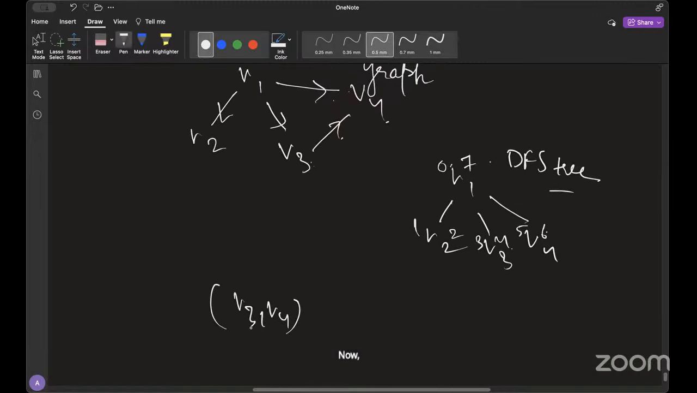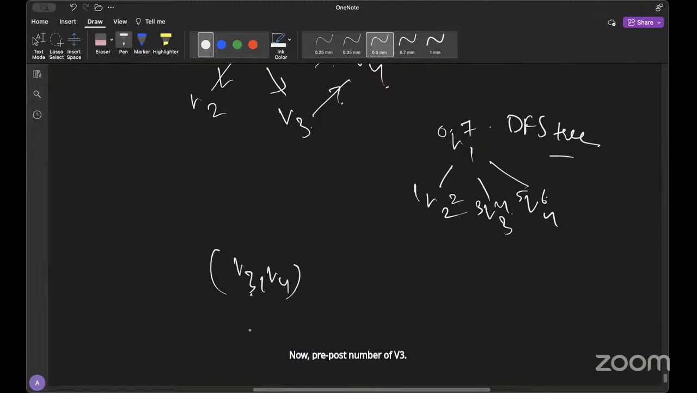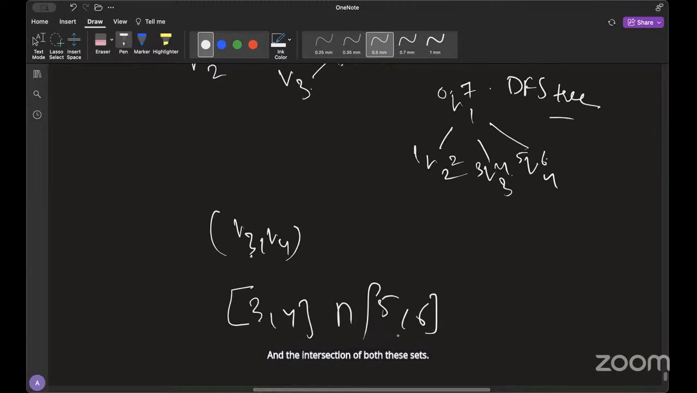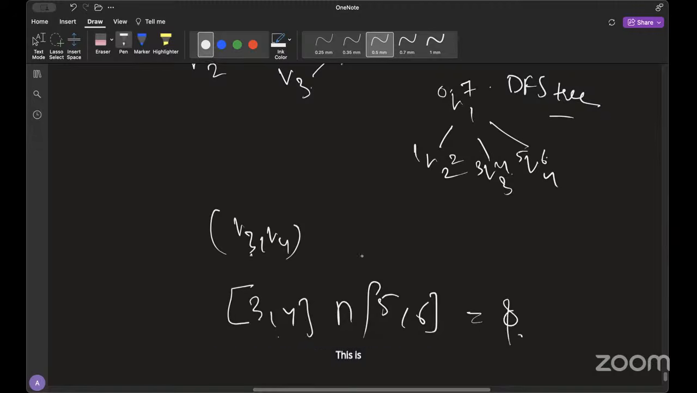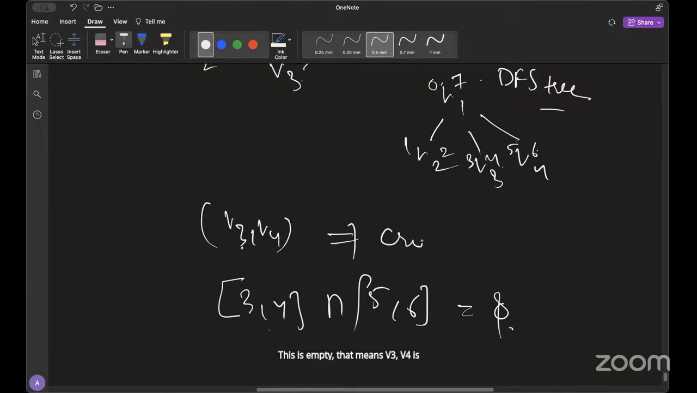Now the pre-post number of V3, this interval is for V3, it's 3, 4. For V4, it's 5, 6. And the intersection of both these intervals, because this and this have nothing to do with each other, is empty. That means V3, V4 is a cross edge. And with this, we're done with all types of edges.